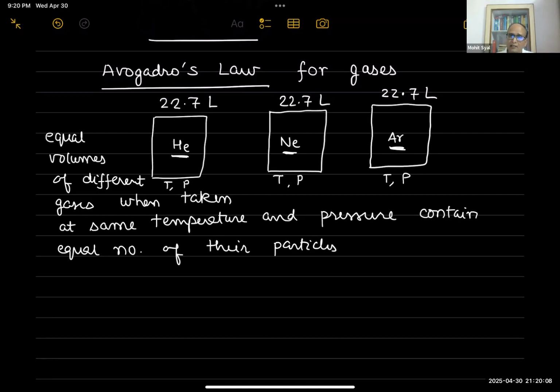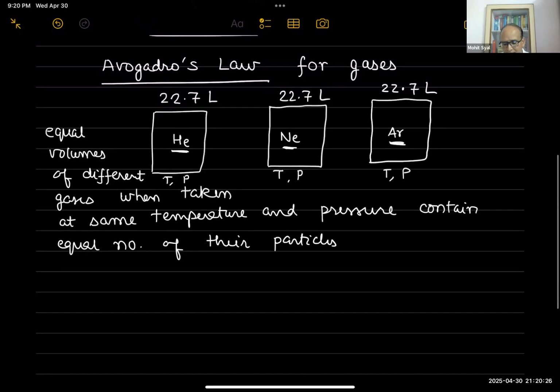So gases, irrespective of their type, if their temperature and pressure are the same and volume is the same, their number of particles will also be the same. Okay. Suppose you try to recall, if the temperature I have taken is 273 Kelvin, how much is 273 Kelvin? And pressure I take as 1 bar.